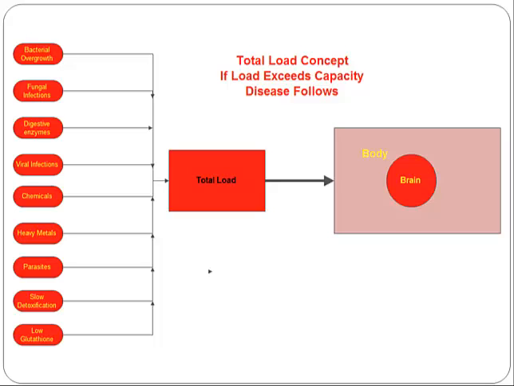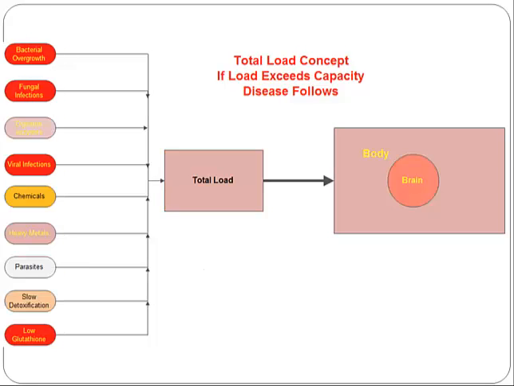Now, this rarely conditions is usually a mixed bag. So you may have something like bacterial overgrowth, fungal infections, slight decrease in digestive enzymes, moderate chemical load, moderate heavy metal, no parasites, and low glutathione. And you see the total load is portrayed as a lighter shade of red, and the body and the brain also reflect that.